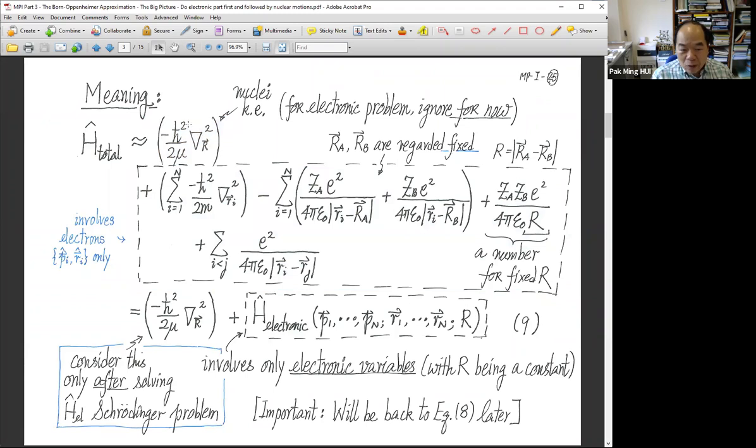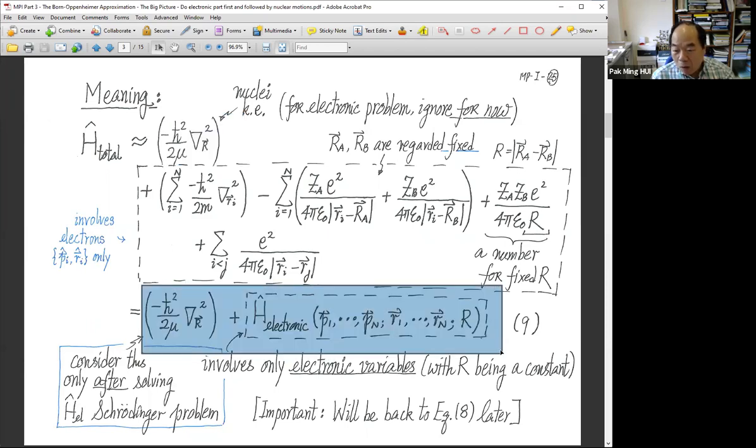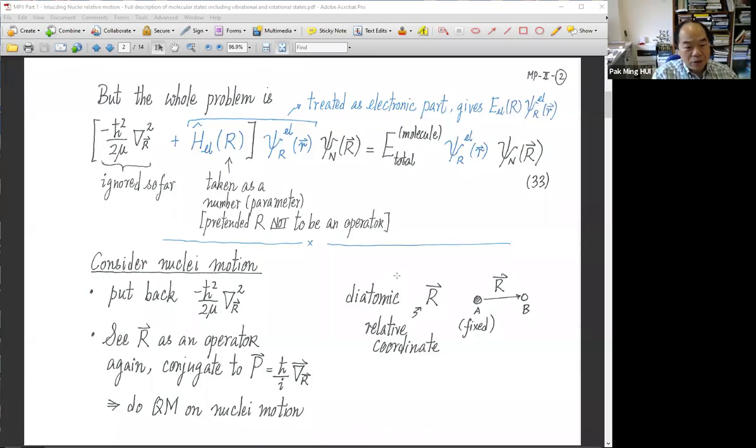Ignoring this means ignoring the kinetic energy term of the nuclei, so they are frozen. Now I bring this back. At this point, I bring back the nuclear motion kinetic energy term, and this is the whole molecular Hamiltonian. So this is where I copy this equation into this part of the notes. This is exactly that equation.